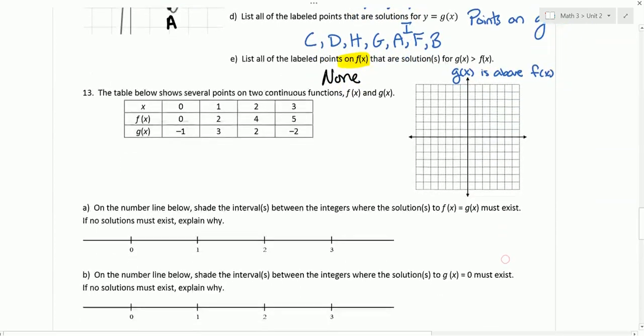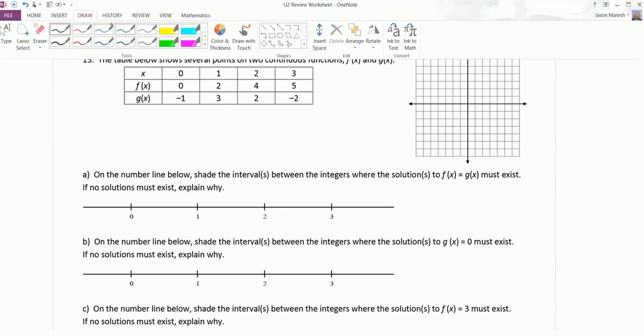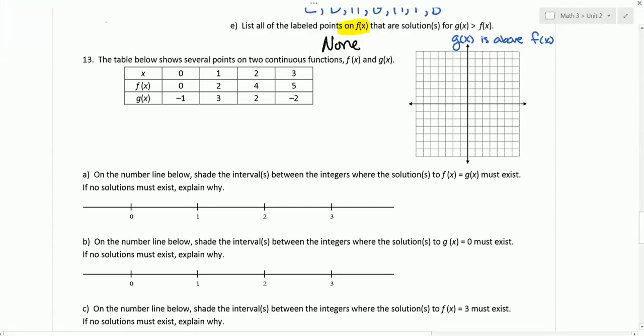Okay, on to number 13. Number 13 tells us the table shows several points on two continuous functions, f of x and g of x. And so I'm going to graph what's given here.